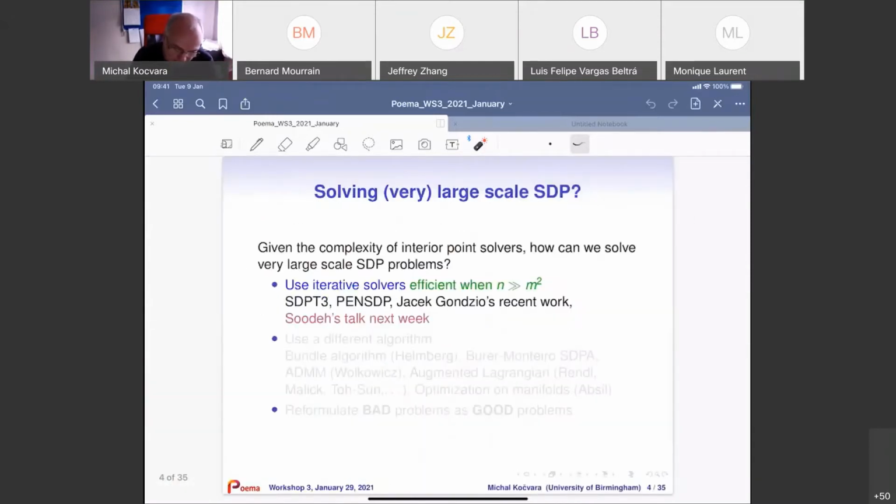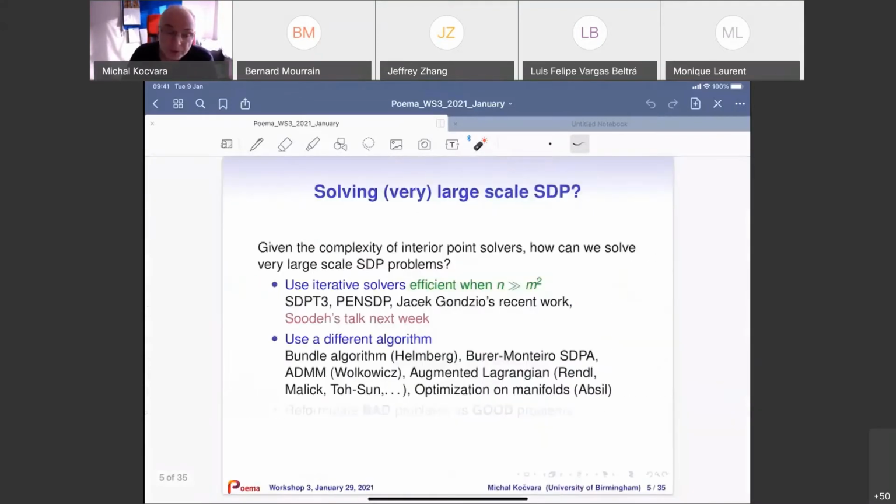Then we can try to solve that system iteratively instead of using Cholesky factorization. This is done in one version of the software SDPT3. It's done in our software, PENSDP. Jacek Gondzio is looking at a similar thing as well. And this is also an advertisement for the talk of my ESR, Sude Habibi. She will talk about this approach next week in the continuation of this workshop.